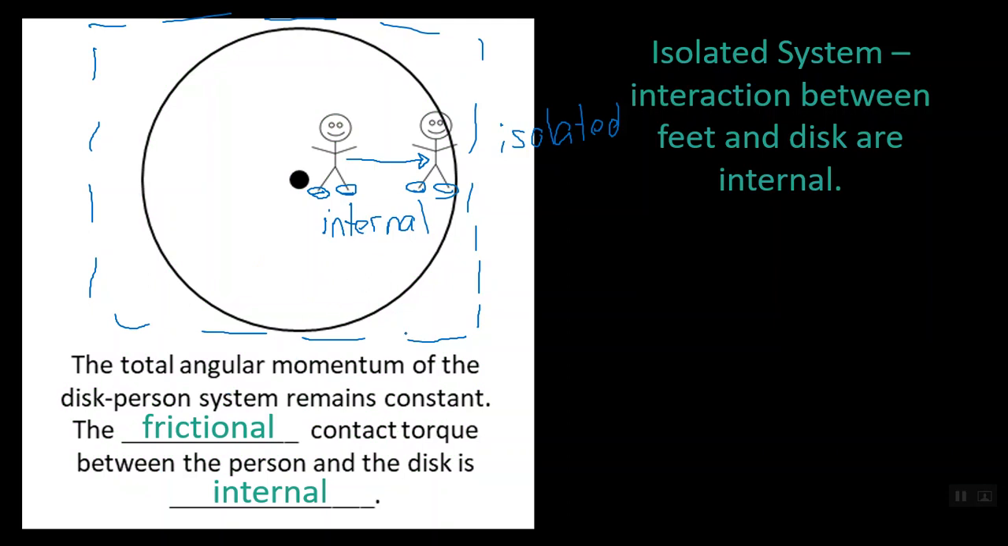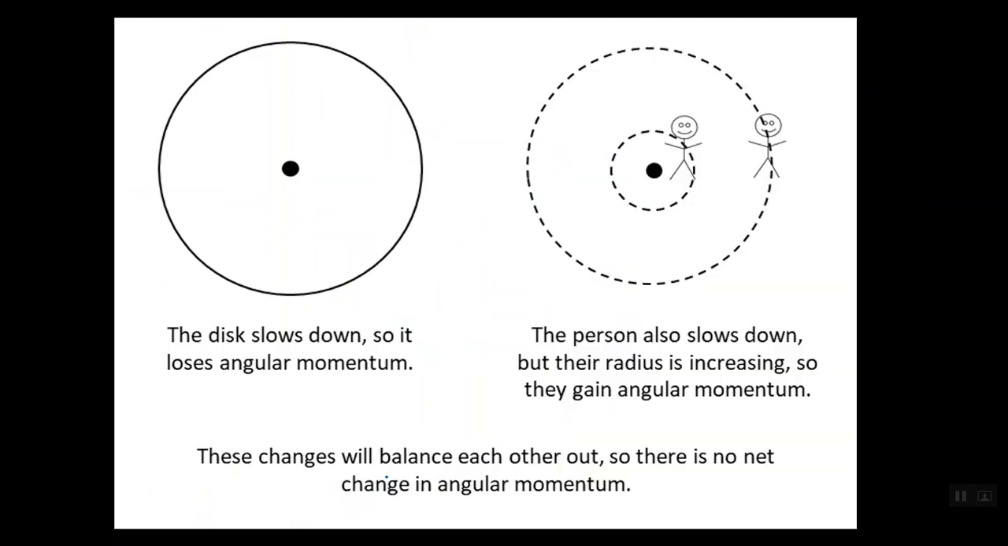So the total angular momentum of this system is going to remain constant, even though we have this change in mass distribution. And again, the main reason why is because this frictional contact torque between the person and the disc is internal. It does exist, but it's not going to change the momentum of the system as a whole. But what if we look at the merry-go-round and the boy as two separate systems? What would we be able to see?